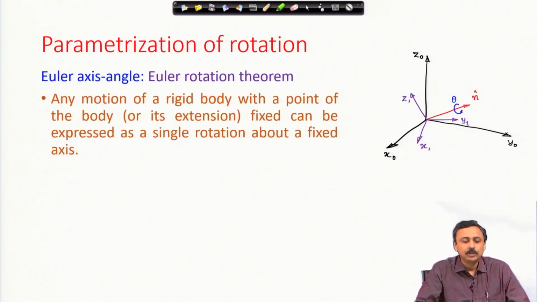Now, we come to the Euler axis angle parametrization. For that, first we look at the Euler rotation theorem. The Euler rotation theorem says any motion of a rigid body with a point of the body or its extension fixed can be expressed as a single rotation about a fixed axis. Any motion of a rigid body with one point fixed, one point of this rigid body or its extension fixed, can be expressed as a single rotation about a fixed axis.